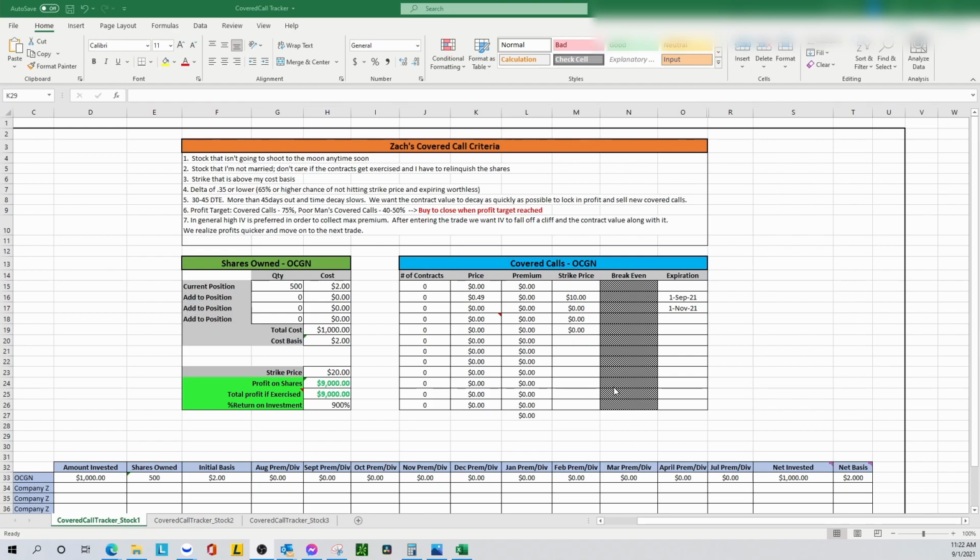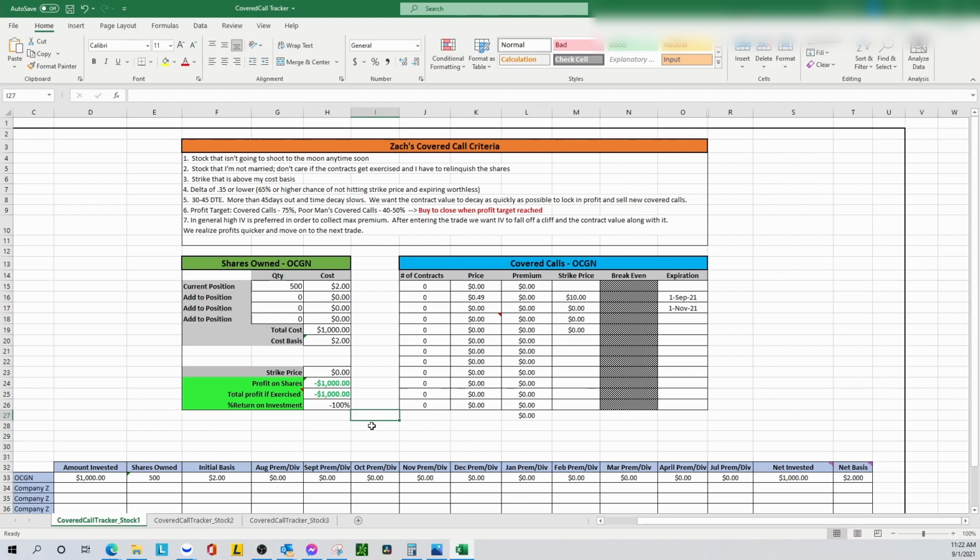This is the spreadsheet that I sent to everybody last night in BSI, and so let's just walk through this a little bit. So let's say I have a stock that I own shares in. In this case, I own 500 shares of OCGN, and my cost basis is $2. So my out-of-pocket expense is $1,000. Cost basis is $2. For now, we'll make this 0.